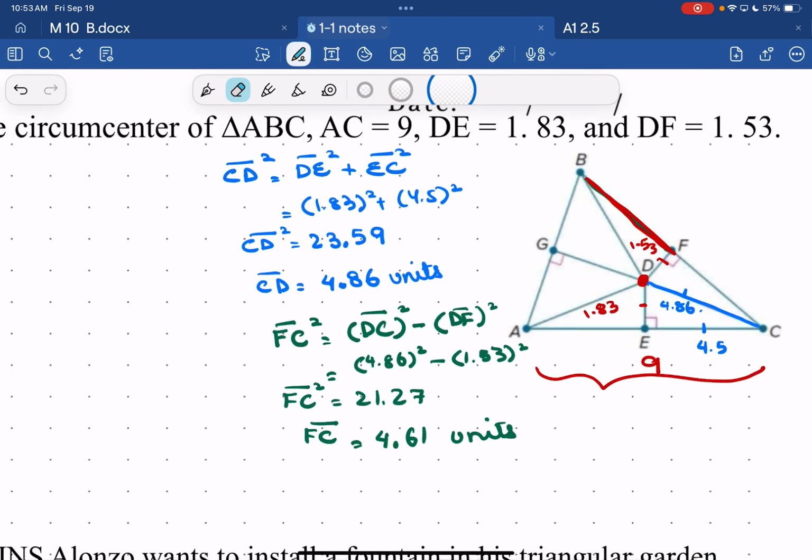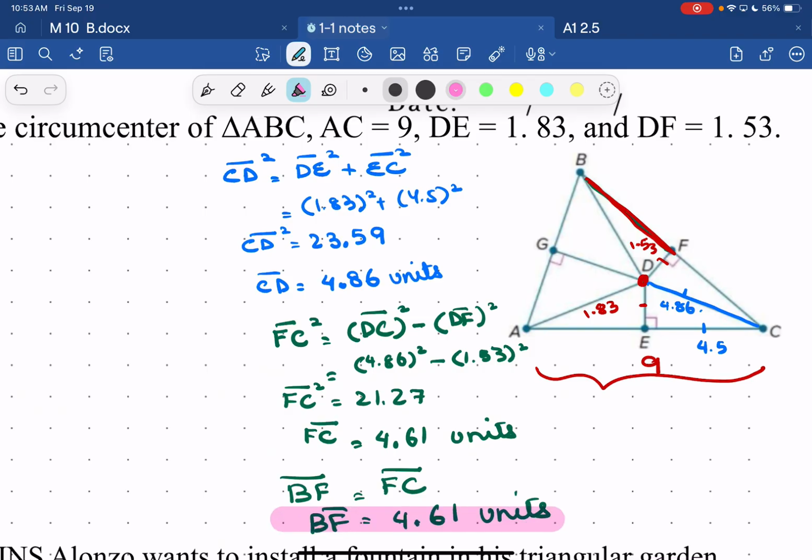Are we looking for FC or something else? BF, right? BFF, best friends forever. So BF would be equal to FC, right? So from here we get BF is equal to what? So you can just leave it as 4.61. If there is any specific instruction on the test, I'm going to write it, but I don't remember it. Okay. All good? Yes. Perfect.